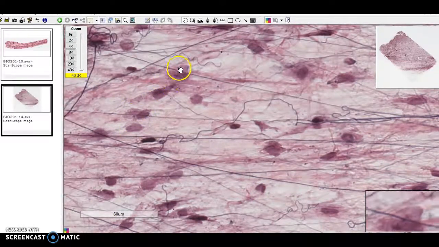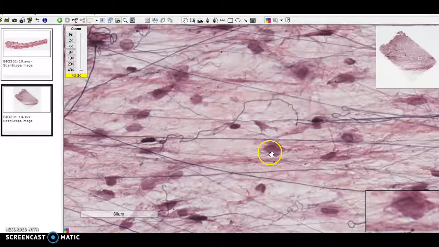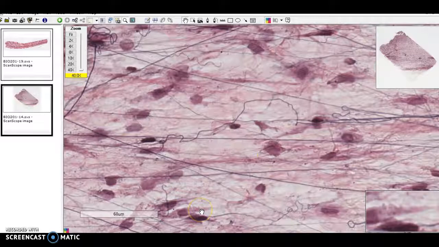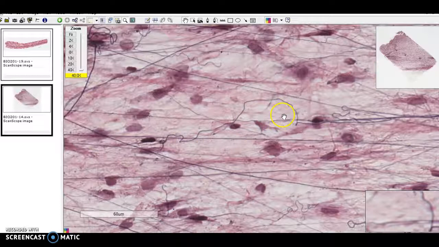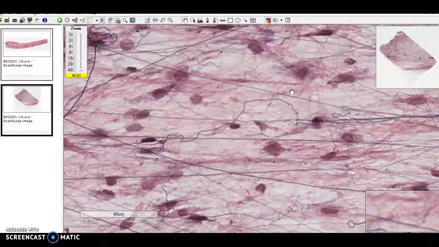These guys, these are fibroblasts. So what product would a fibroblast make? Of course, it would make a fiber. So these fibers that you see in fibrous connective tissues are made by fibroblasts.